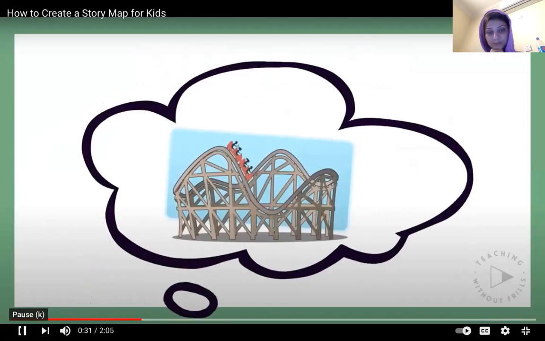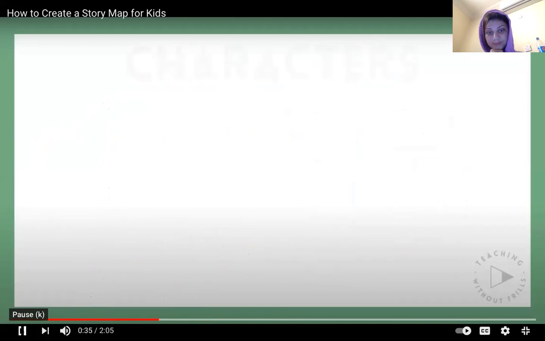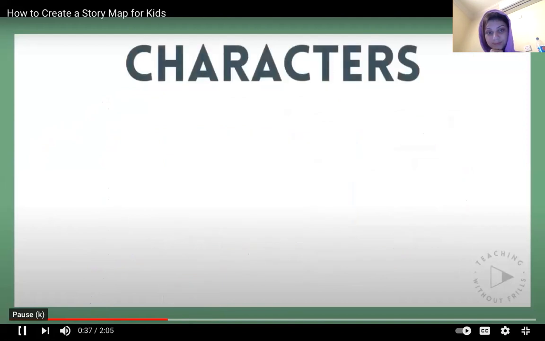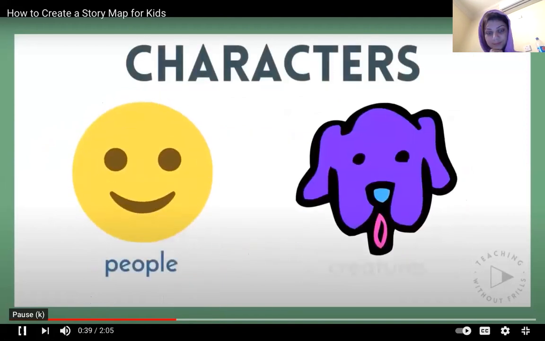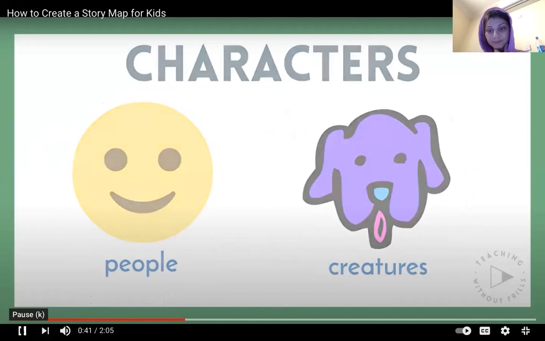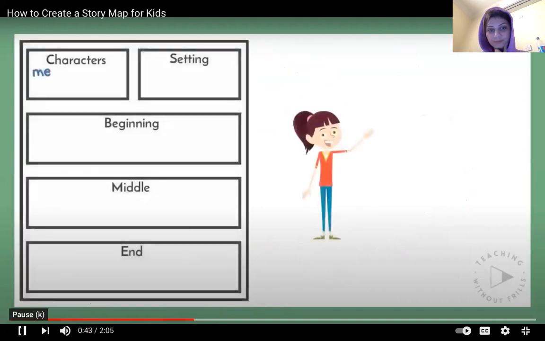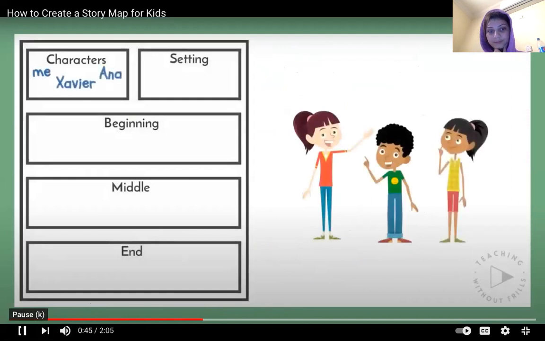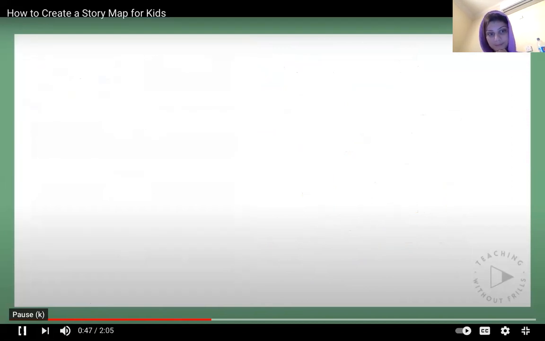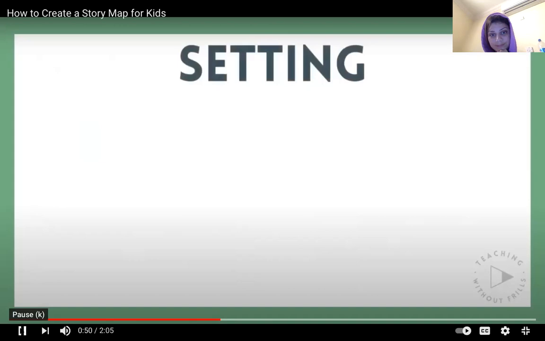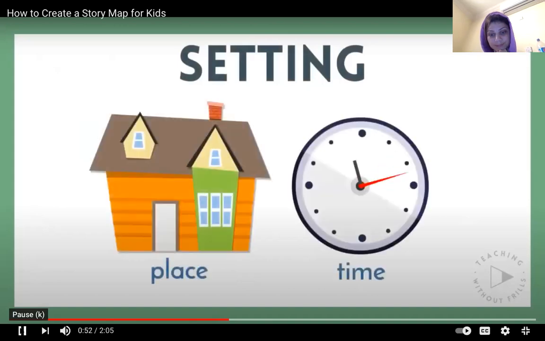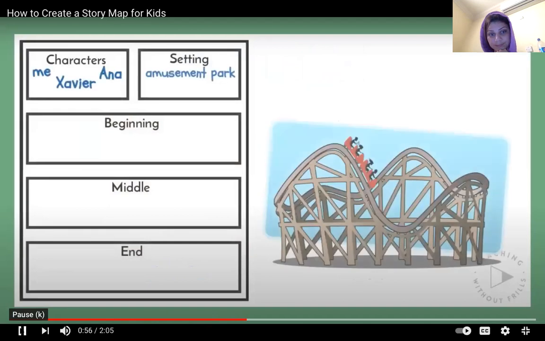I'd like to write a story about my first time riding a roller coaster. All narrative stories need characters. These are the people or creatures in a story. In my story, the characters are me and my friends Xavier and Anna. A narrative should also have a setting. The setting is the place and time your story happens. My story takes place at an amusement park in the summer.